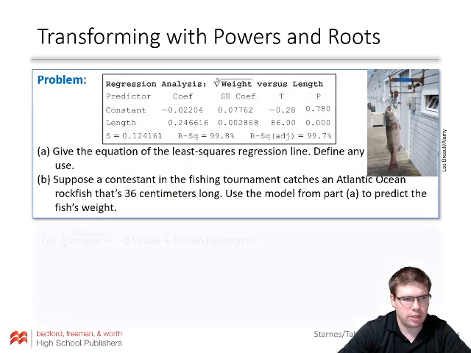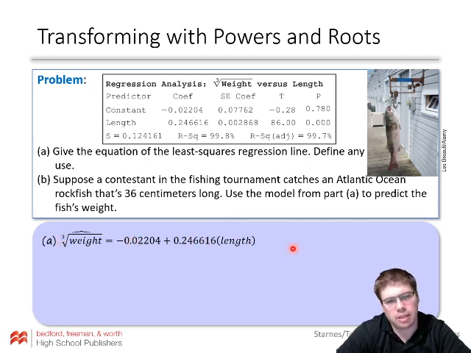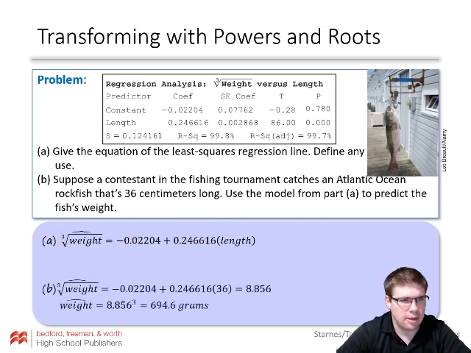So let's show that here. Y-intercept plus slope times length is equal to the cube root of weight. And so suppose a contestant in the fishing tournament catches an Atlantic Ocean rockfish that's 36 centimeters long. Use the model to predict, so we can plug in length, multiply that, and then we end up just cubing in the end. So we get that 8.856, and then we cube it to get that same 694.6 grams.